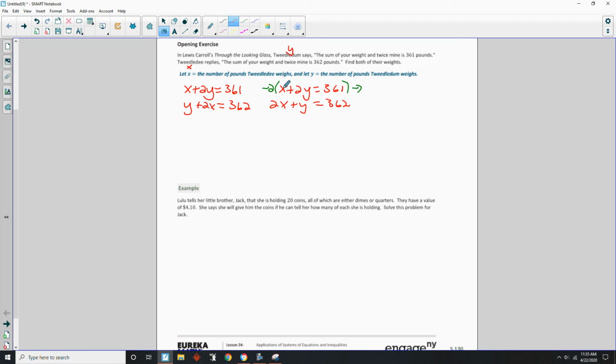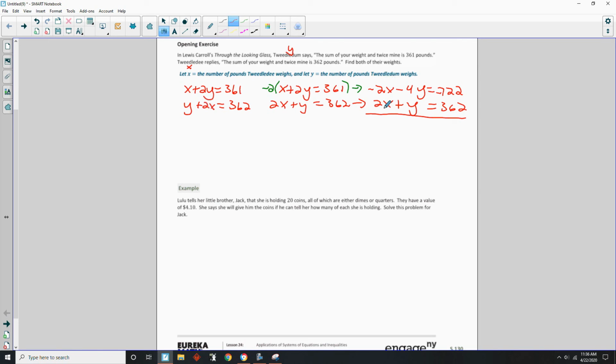So when I multiply through, negative 2 times x is negative 2x. Negative 2 times 2y is negative 4y. Equals negative 2 times 361. Well, 2 times 1 is 2. 6 times 2 is 12. Carry the 1. 3 times 2 is 6. Plus 1 is 7. And a negative times a positive is negative. And then I just bring this equation over. 2x plus y equals 362. And then I add them.